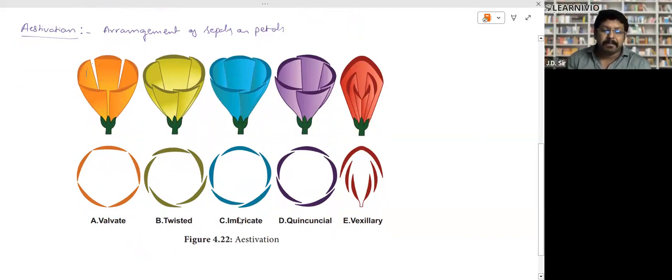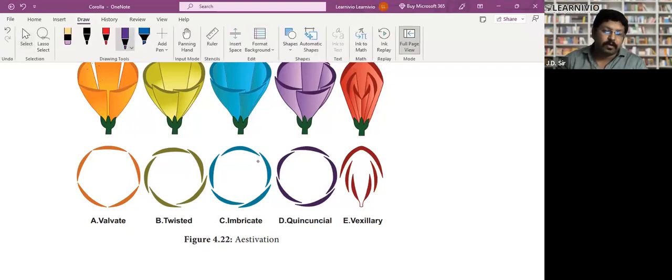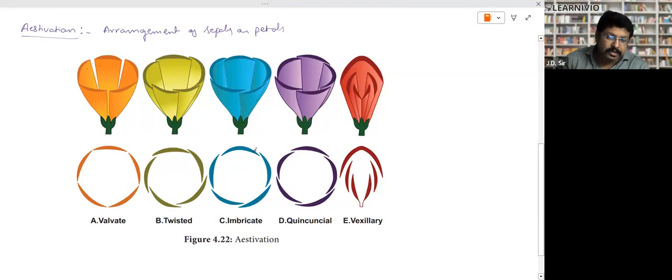The third kind is called imbricate. In imbricate, look, there will be one of the petals where both sides are hidden. And here, one petal where both sides are free. So there will be one where both sides are covered, and one where both sides are free from each other, and the rest three are in a twisted manner. This is called imbricate estivation.